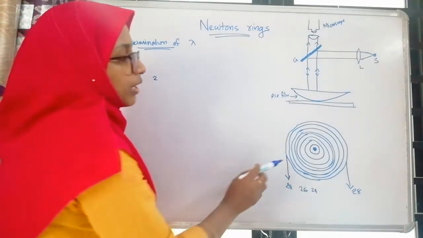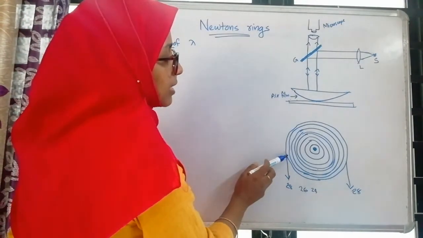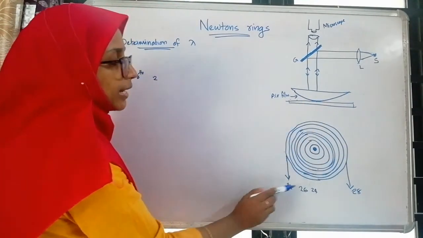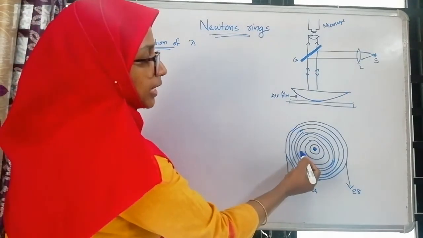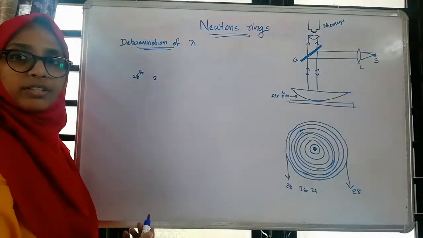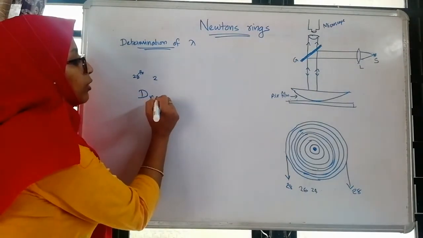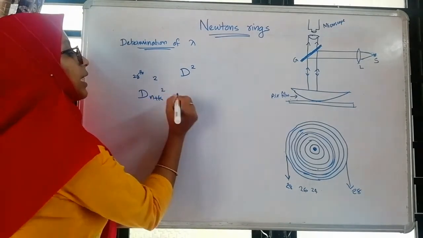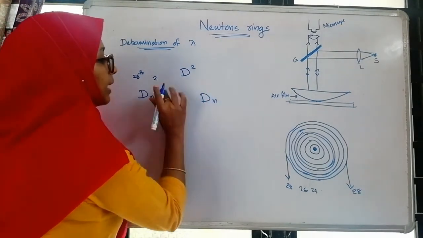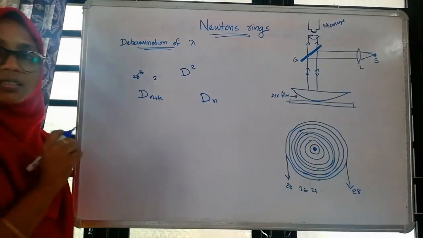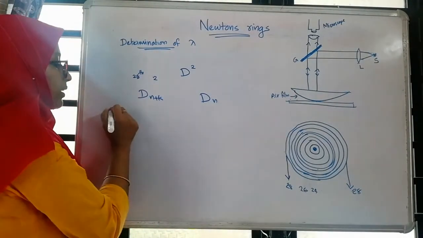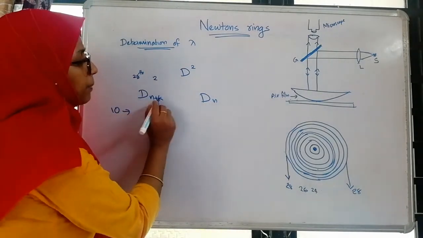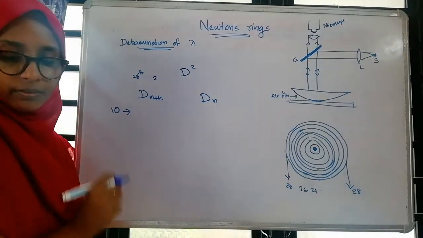The difference between the 28th ring here and the 28th ring here gives the diameter of this 28th ring. Similarly, the 4th ring here and the 4th ring here give the diameter of the 4th ring. In such a way we can find the diameter of each ring, that is the (n+k)th ring and the nth ring, and these diameters can be calculated. We are taking the difference over 10 rings, that is D(n+k) square minus D(n) square.